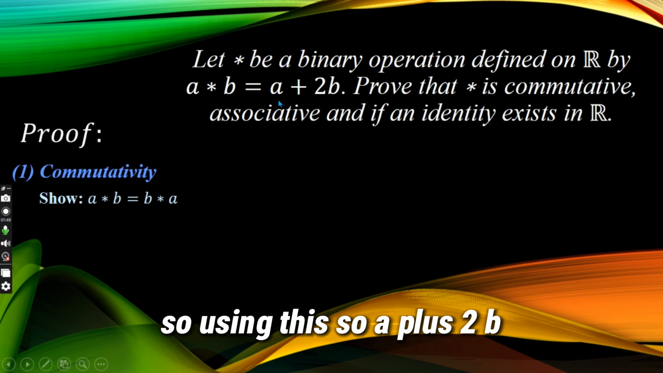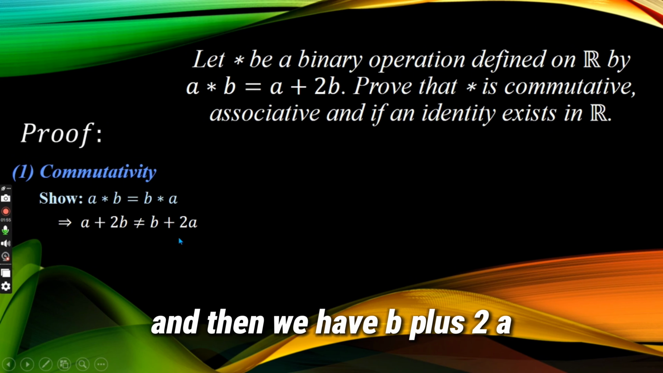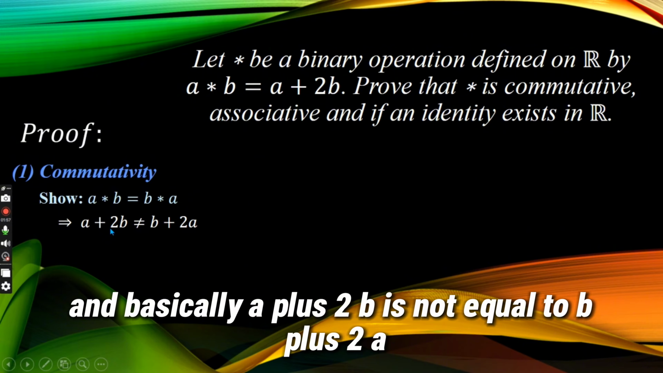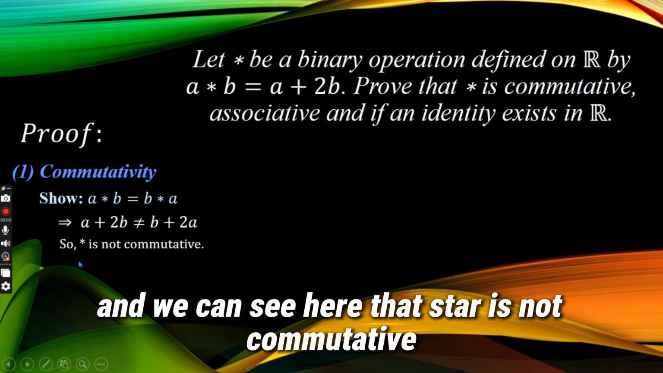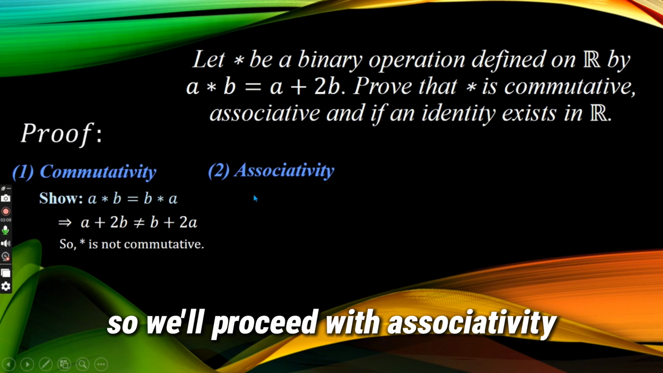So using this, A star B is A plus 2B, and then we have B star A is B plus 2A. And basically, A plus 2B is not equal to B plus 2A. And we can say here that star is not commutative. So we'll proceed with associativity.